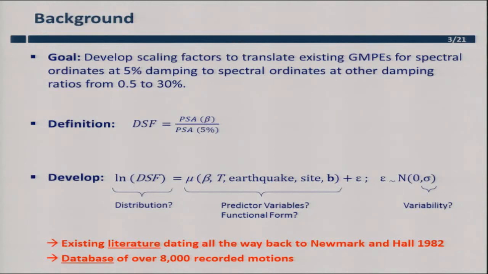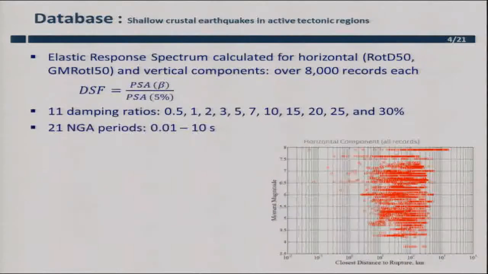We also took advantage of the massive database that Tim has made. So we had over 8,000 recorded motions to look at. This is moderate to large magnitude data. Here you see the summary of our database. So obviously, because our database is limited to shallow crustal earthquakes in active tectonic regions, this is the applicability of our model.